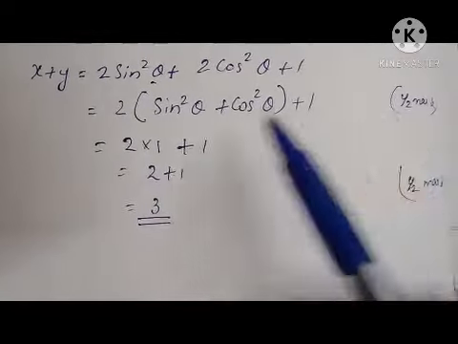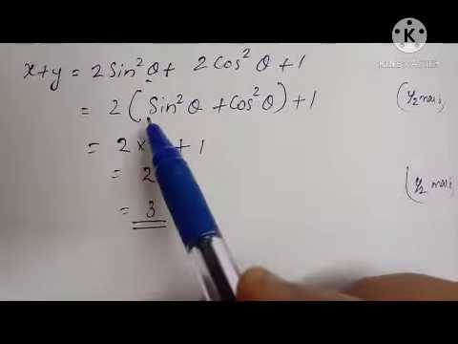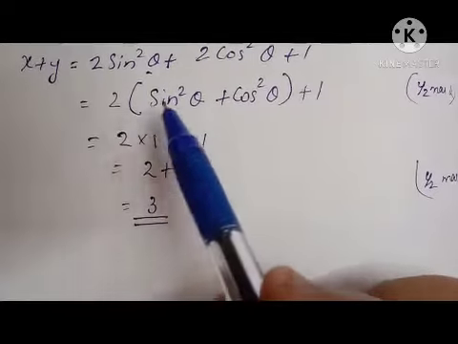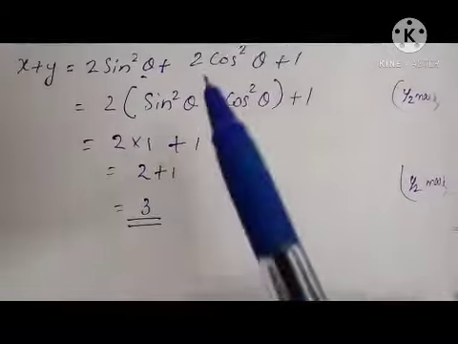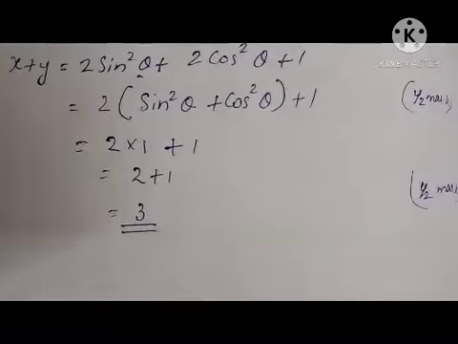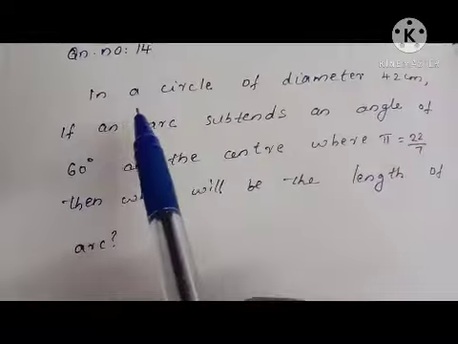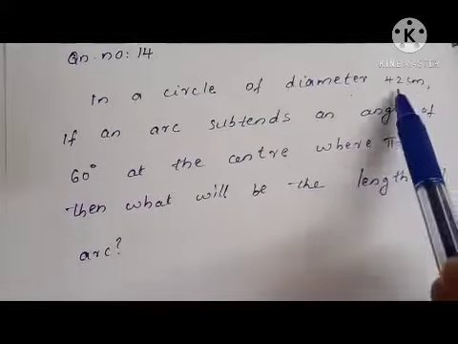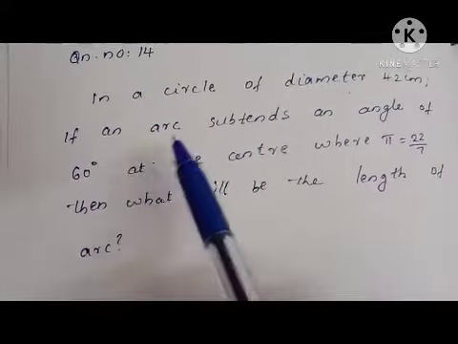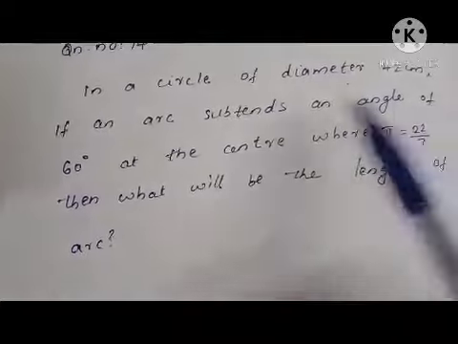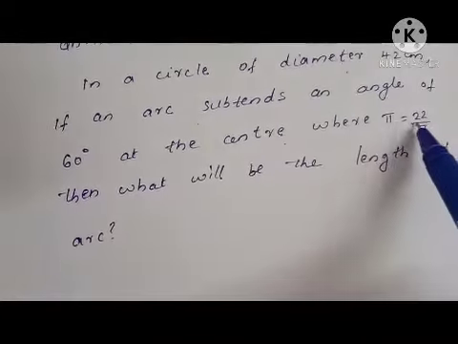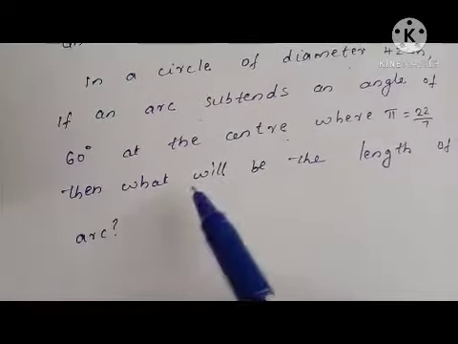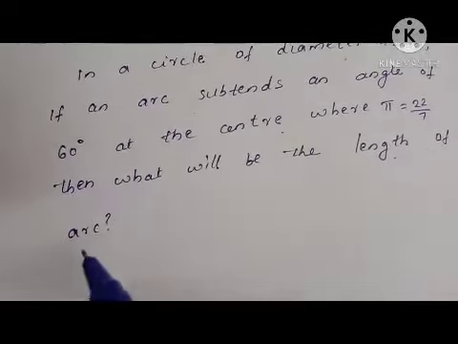So half mark is for this common factor, take 2 outside, and another half mark for the last answer. So you can reduce the steps. Question number 14. In a circle of diameter 42 centimeter, if an arc subtends an angle of 60 degree at the center where pi equal 22 by 7, then what will be the length of the arc?